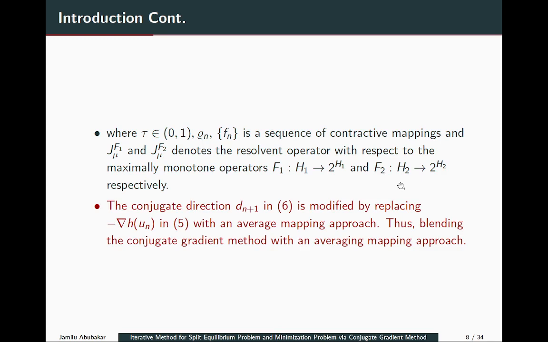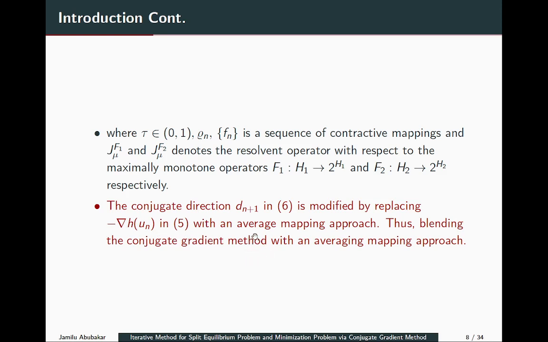So in the method here, the conjugate direction, which was defined based on the negative gradient of that function, was modified and this gradient was replaced with an averaging approach. So this is a really interesting method in the sense that they don't need to depend on the strong assumption on this gradient to be strongly or inverse monotone for the existence of the solution, using the averaging approach.